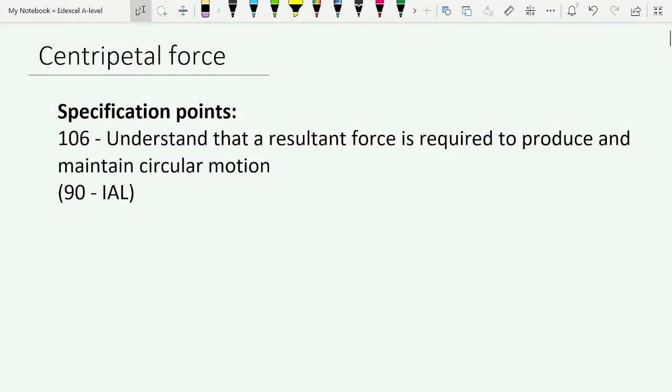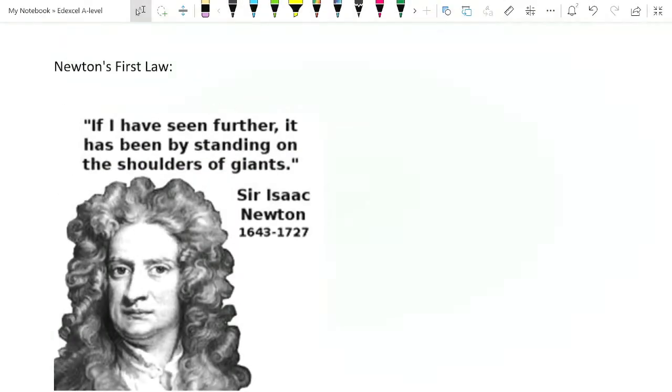Today's lesson is on centripetal force, and the specification points we're going to be covering are 106 for the home A level, understanding that a resultant force is required to produce and maintain circular motion, and if you're doing IAL, that is specification point 90. To do this, we have to appreciate Newton's first law properly.